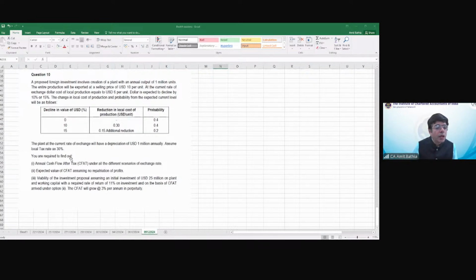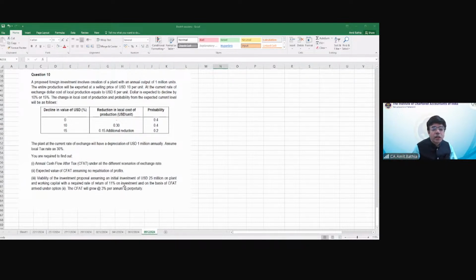You are required to find out annual cash flow after tax under all different scenarios of exchange rate. Which three exchange rates are there? There is either no change, or there is a 10% decline, or there is a 15% decline. So you have to calculate under all three different scenarios. Expected value of CFT, assuming no repatriation of profits, and then viability of the investment proposal, assuming an initial investment of USD 25 million on plant and working capital with a required rate of return of 11% on investment, and on the basis of the CFT arrived under option 2. CFT will grow at 3% per annum in perpetuity.